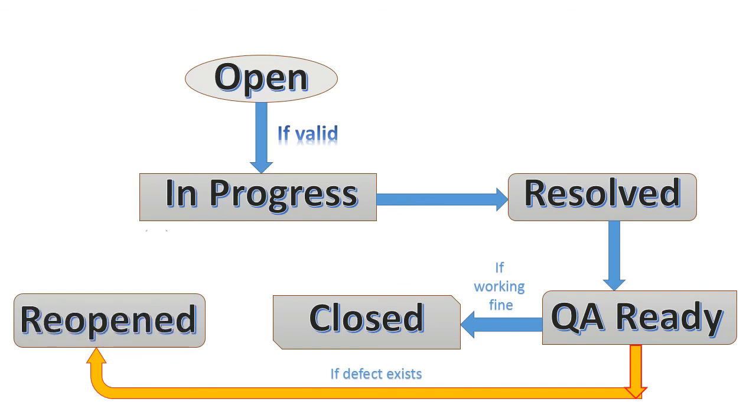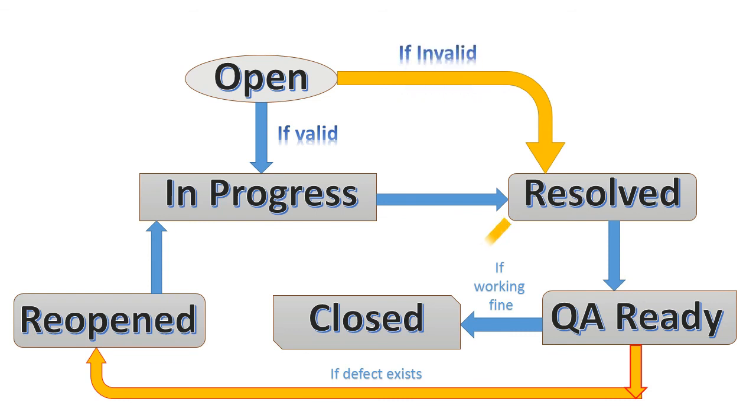The last case: the developer will validate the defect. If it is invalid, then they can directly change the status to resolved and close the bug directly. So it will not come to the QA bucket.